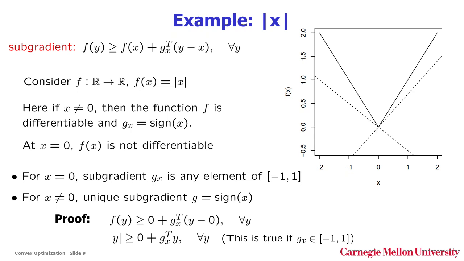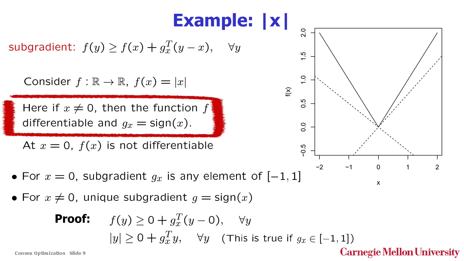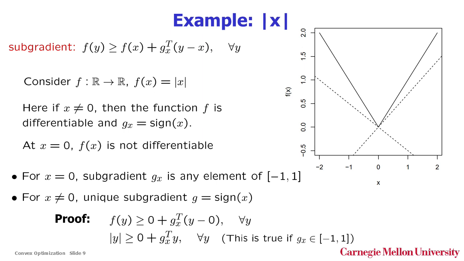The first example we are going to look at is the absolute value function. We know that when x is not 0, then this function f is differentiable, and therefore the subgradient at those points is just the derivative of function f. This derivative is the sign of x, that is, when x is less than 0, then this derivative, and thus the subgradient, is -1. And when x is bigger than 0, then this derivative, and therefore the subgradient, is +1. It's very easy to see.